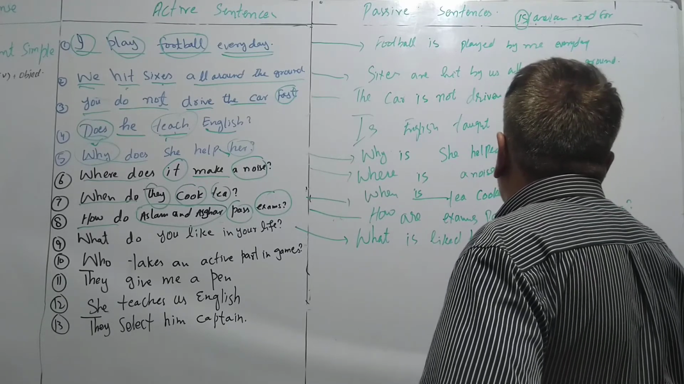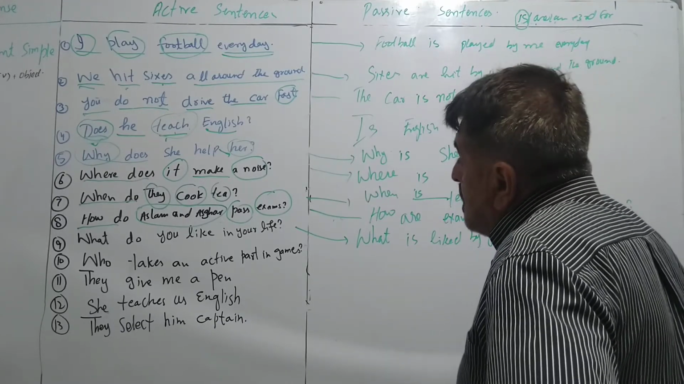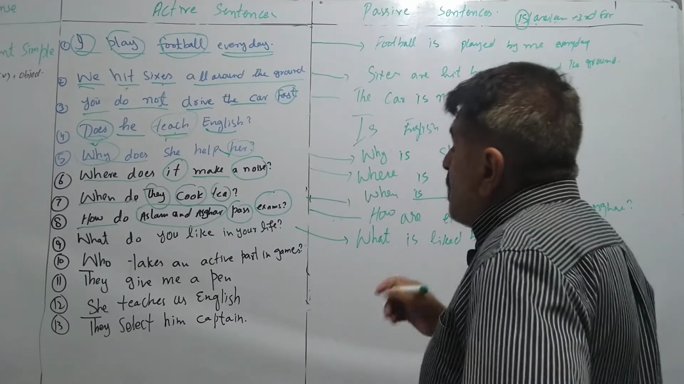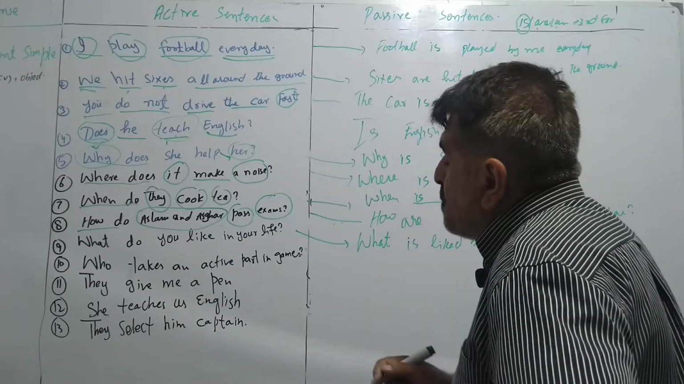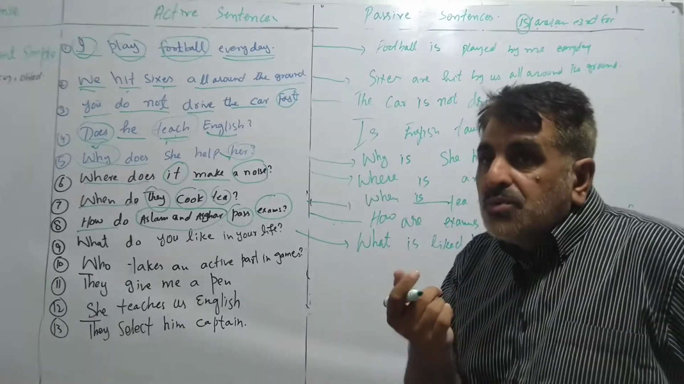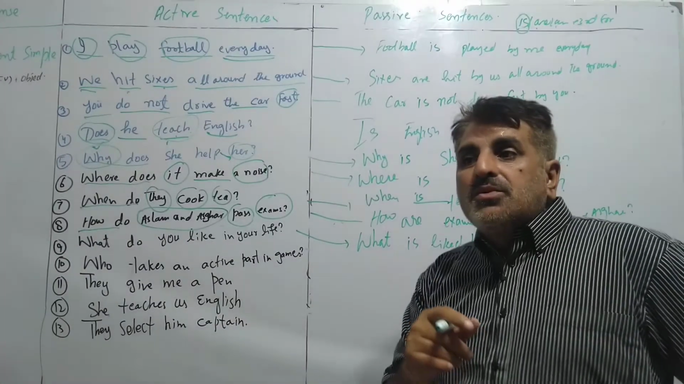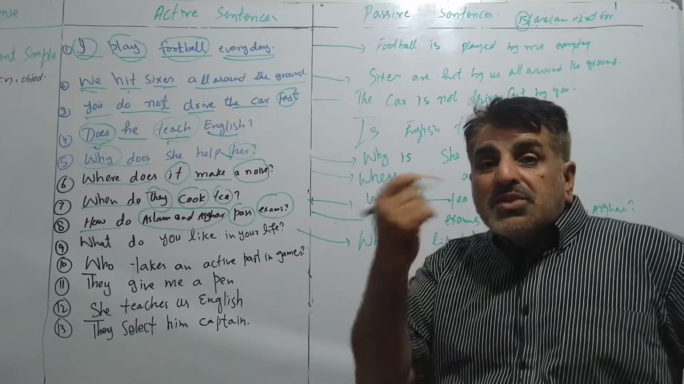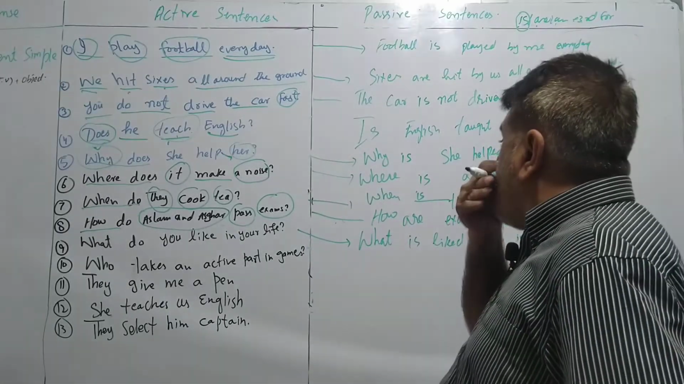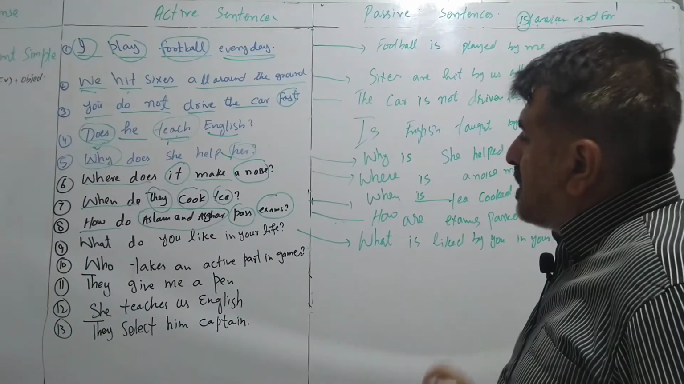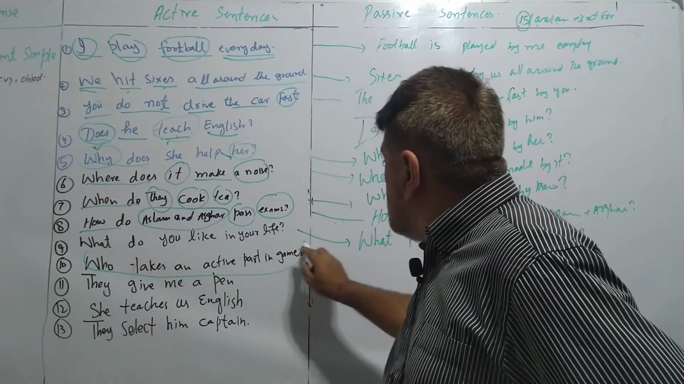This is a very important sentence. It always occurs in your paper. What do you eat, what is eaten by you; what do you drive, what is driven by you; what do you play, what is played by you; what do you teach, what is taught by you. So what, then the helping verb and the third form of the verb, and by is required. Then this is also changed.